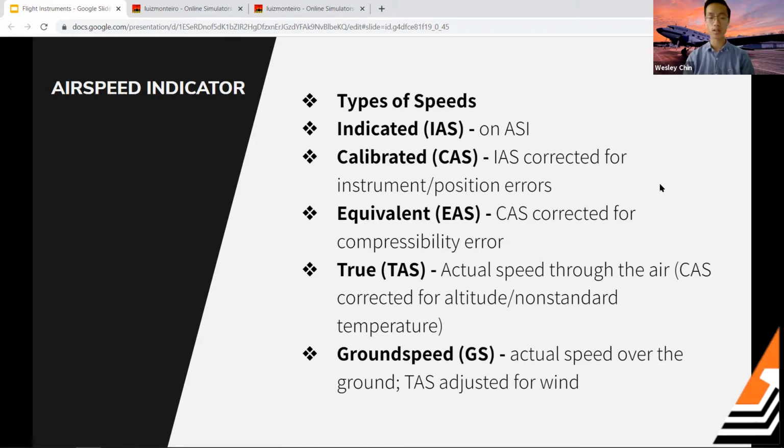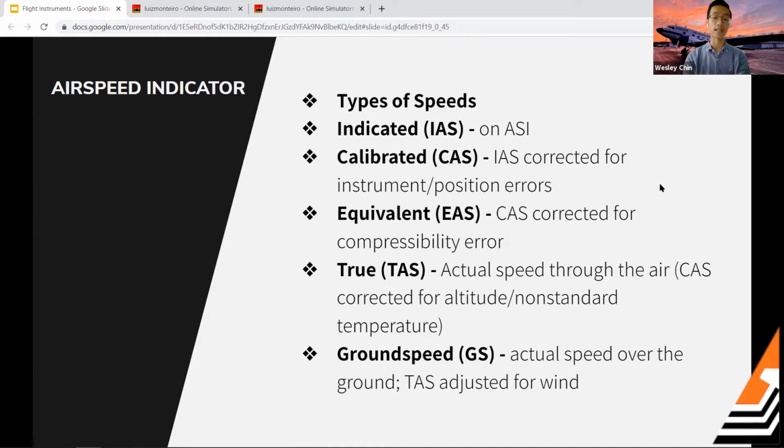Corrected for something called compressibility error. That really only exists when you're flying 180, 200 knots plus, and in our 172Rs, we are not doing that, so we don't have to really worry about that there. So true airspeed, however, this is actual airspeed or actual speed through the air, right? I think another definition is calibrated airspeed corrected for altitude or knots under temp.